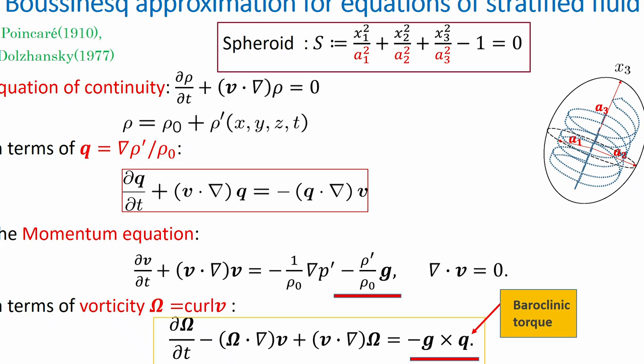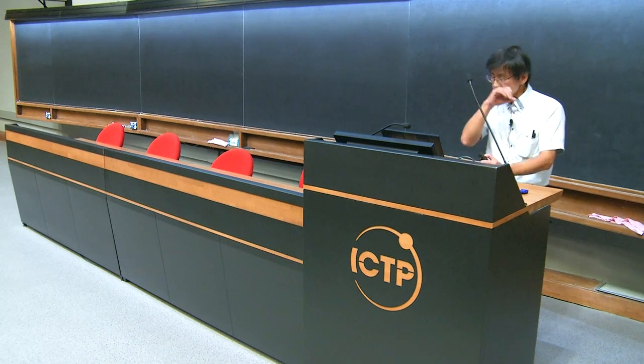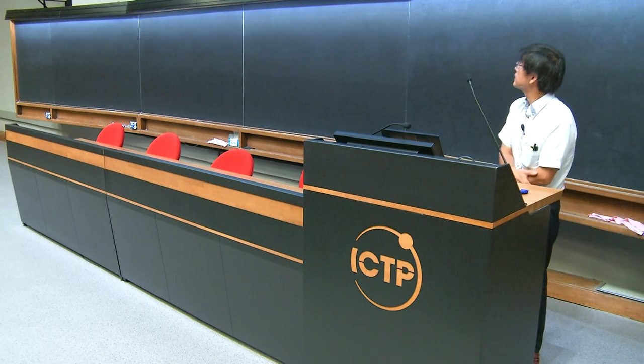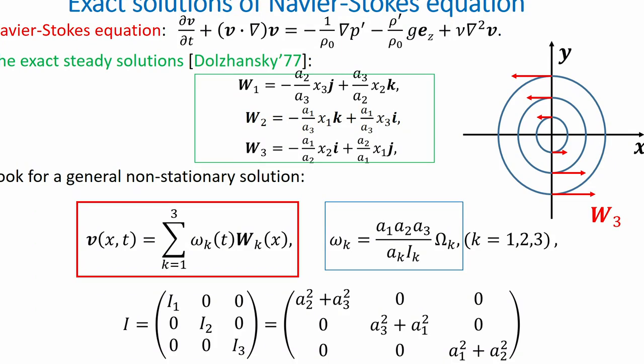The momentum equation, or Euler equation, in the Boussinesq approximation can take this form by taking the curl. And this looks like a torque, called the baroclinic torque. Then you can construct a steady solution of these Boussinesq equations. This also satisfies the boundary conditions at the spheroidal walls.